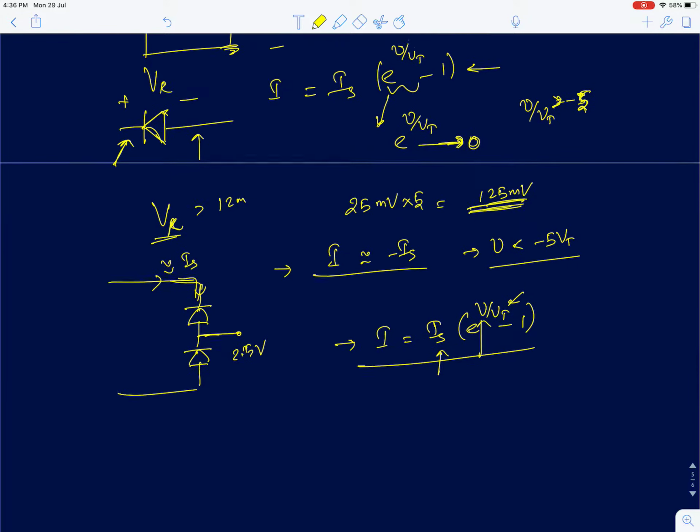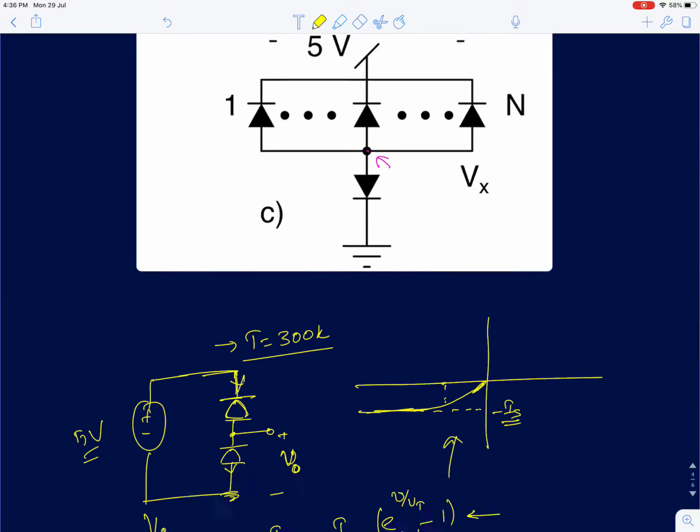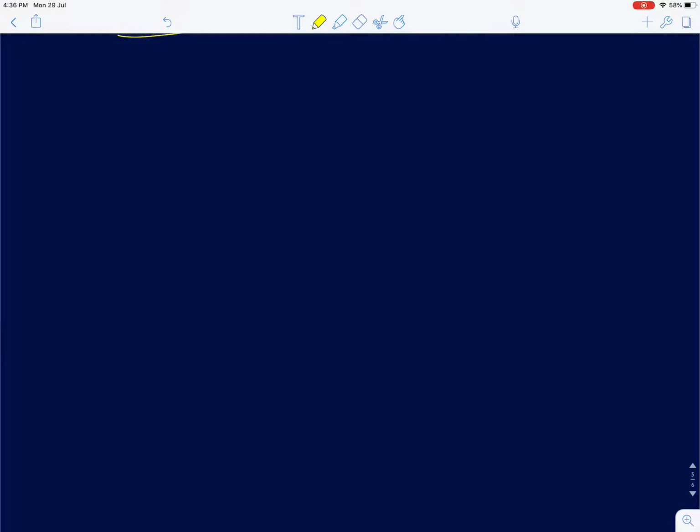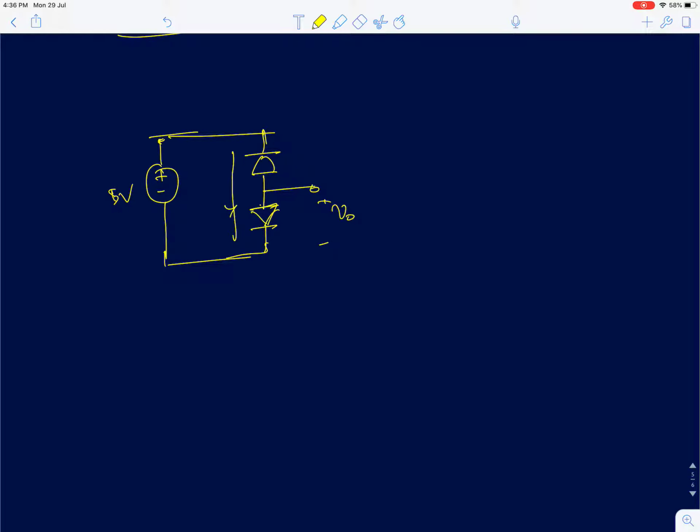Okay. The other circuit is where we connect a reverse biased and a forward biased diode in series. Now we'll have to find out what will be the voltage across this diode. I'm going to call this V0. Now you need to see that if current flows in this direction, then this diode has to be reverse biased, and this diode has to be forward biased.